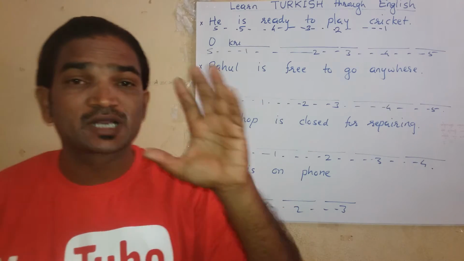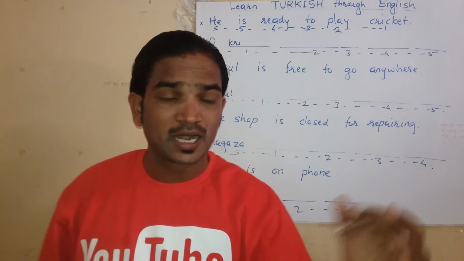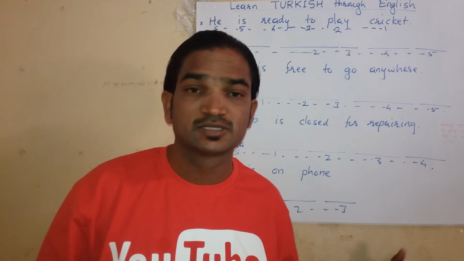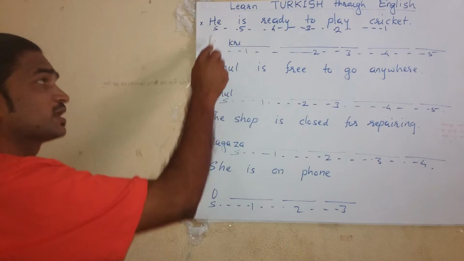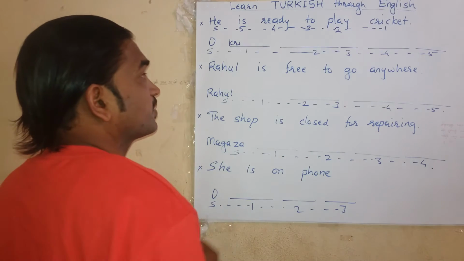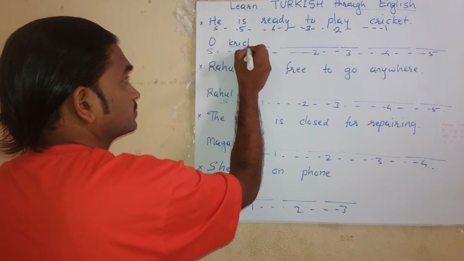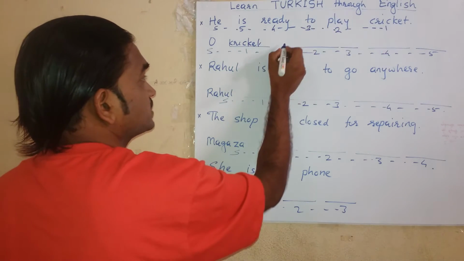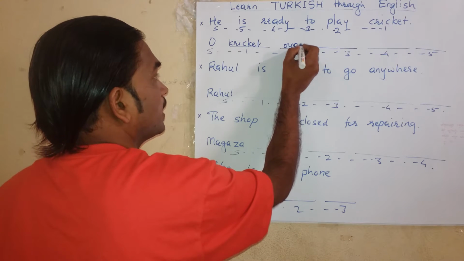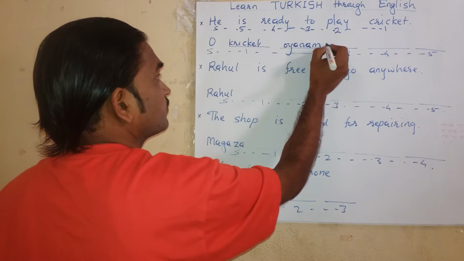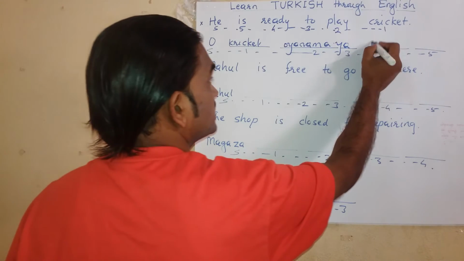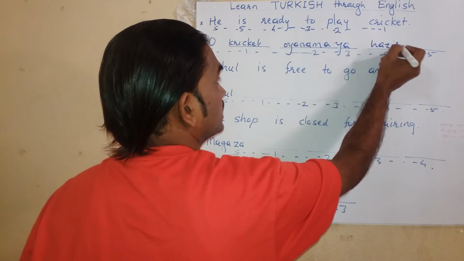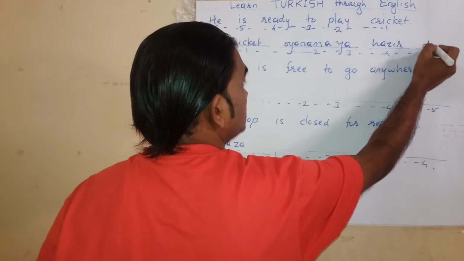Now pause the video and try yourself. Try to speak orally and at that time try to type this sentence in the comment box. Okay, start. Look here, the word for he is o. The word for cricket is cricket. The word for play is oynam. The word for to is ya. The word for ready is hazir. The word for is is dir.